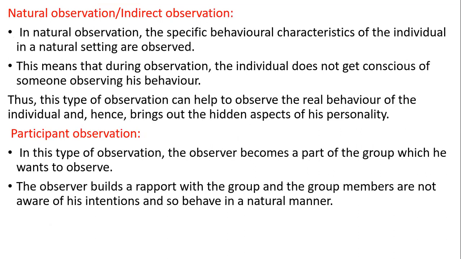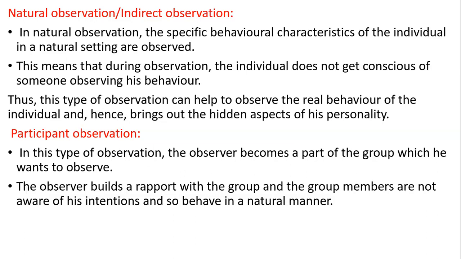Now we will discuss only two, that is natural observation or indirect observation. Right? In natural observation, the specific behavioral characteristics of the individual in a natural setting are observed. So it is not artificial. It's very natural because they don't know that you're observing. So he or she does his work naturally. Then you can observe natural behavior. This type of observation can help to observe the real behavior of the individual, so we can collect real information about the behavior of the individual.